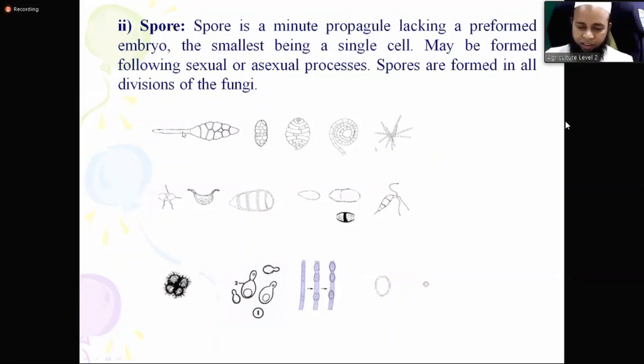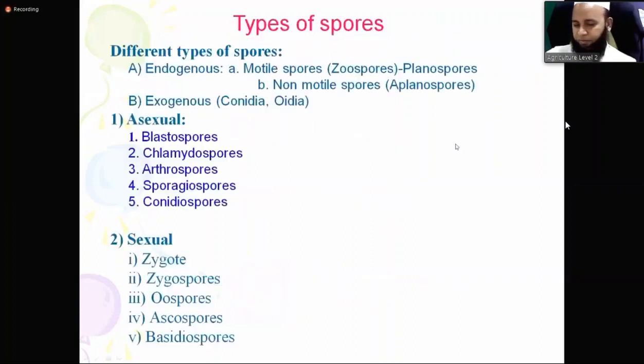So you can see spore, how they look like. This is elongated and looks like a club, like an insect or something like this, and this looks like a coil. This is very small, elongated, kidney shaped, flagellated. You can see different types of spore. So types of spore.